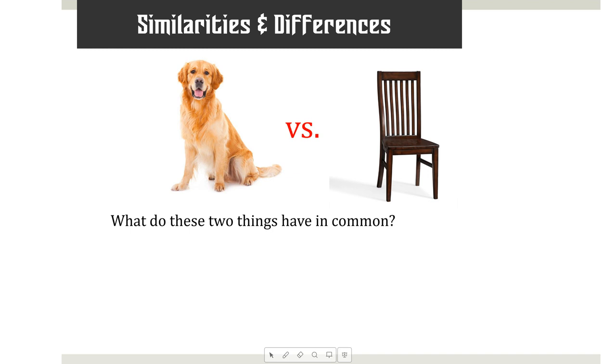How about the fact that they both have backs? Both of what? Backs. Dog has a back, a chair has a back. They both have seats. Dog has a seat, chair has a seat. Okay. What are the differences?